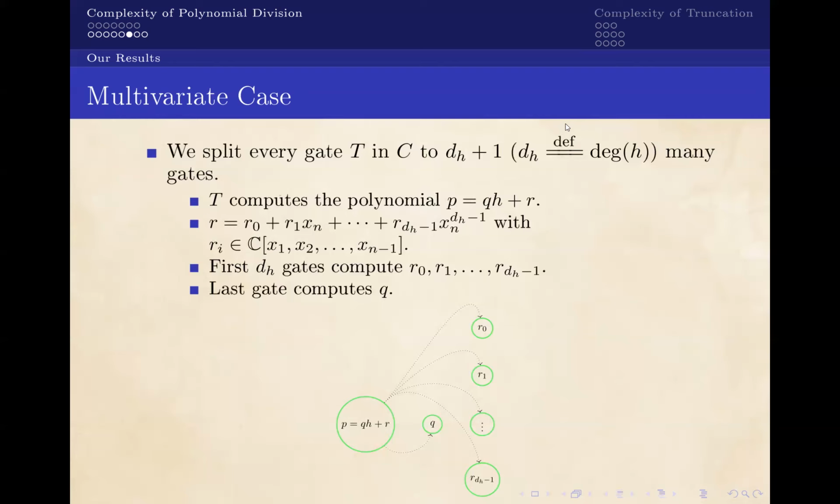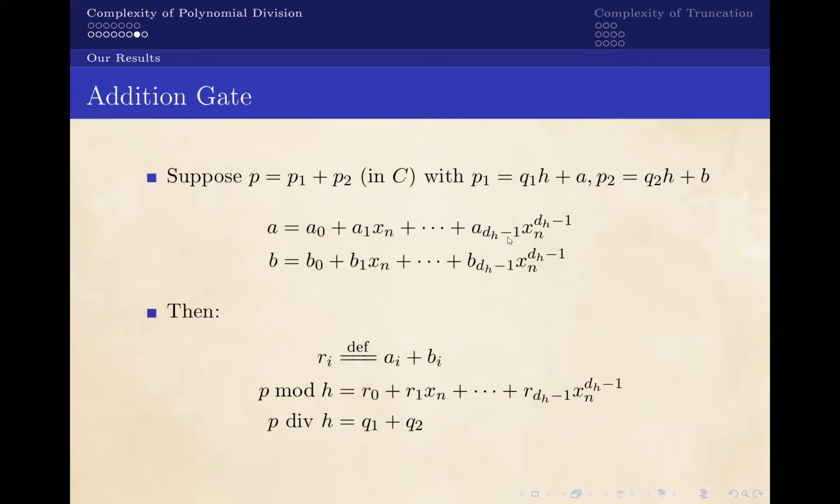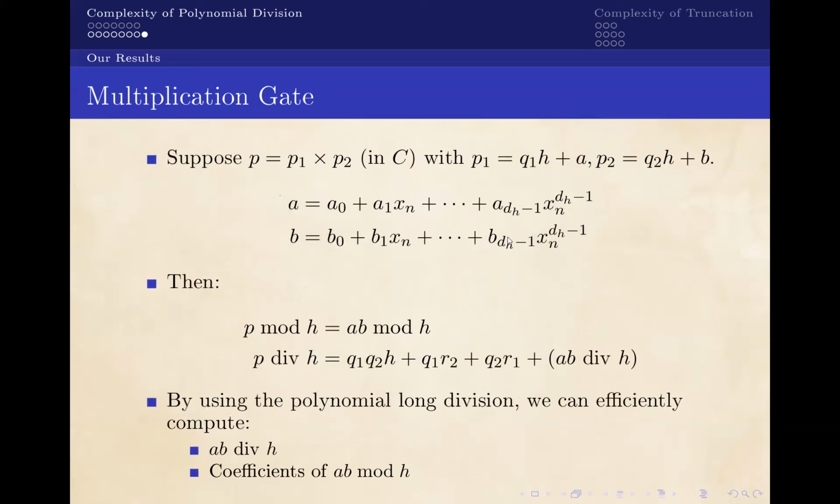Right. So now we want to propagate these Ri's and Q in case of multiplication and addition gates. So if P is computed by an addition gate, then as in the unit case, I can just sum the remainders and the quotients to get the remainders for P. If I had the remainders and quotient for P1 and P2, it's exactly the same. The only tricky part is the multiplication gate.